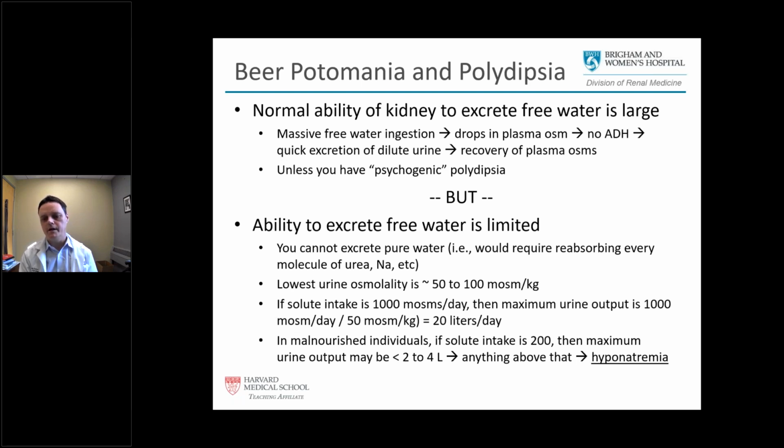This would require reabsorbing every molecule of urea and sodium, and so the water has to be excreted with at least some solute. The lowest urine osmolality you can get to is about 50 to 100 milliosmoles per kilogram. And if your solute intake is 1,000 osmoles a day, then the maximum urine output is 1,000 osmoles divided by 50, which is 20 liters a day. If you have a very low solute intake, the amount of water you can excrete is much lower than that. So there are certain individuals where you will have polydipsia, so a lot of drinking, but a low solute intake, and they can become hyponatremic.